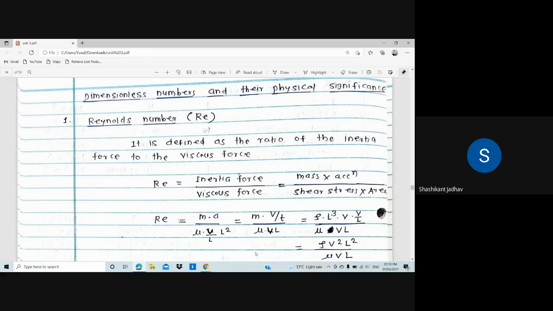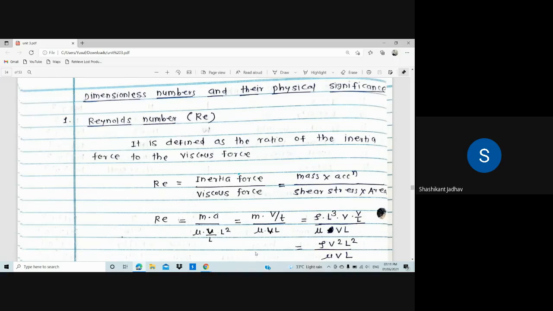What is force? Mass into acceleration. So instead of inertia force we have to write down mass into acceleration. As we know, the equation for force is F is equal to m into a, that is mass into acceleration. That force is nothing but inertia force. So instead of inertia force we write mass into acceleration divided by the equation for the viscous force.